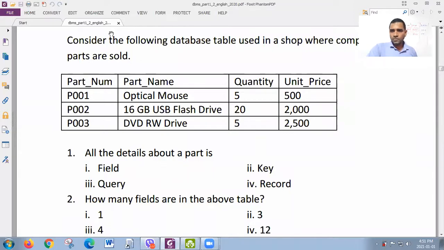All the details about a part is... Saravanan, what's the answer? Sir, record. Right, record. Let me ask one more. Joseph Jayashan. You are there, right, Jason?